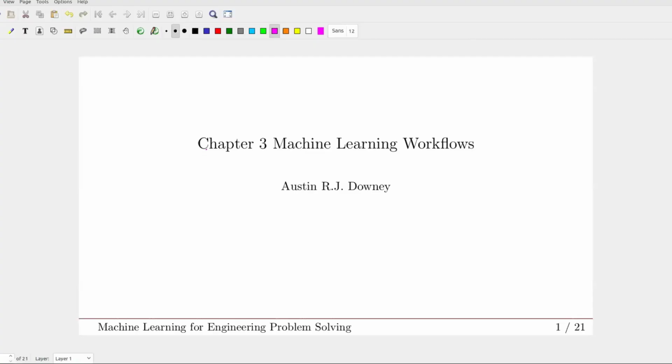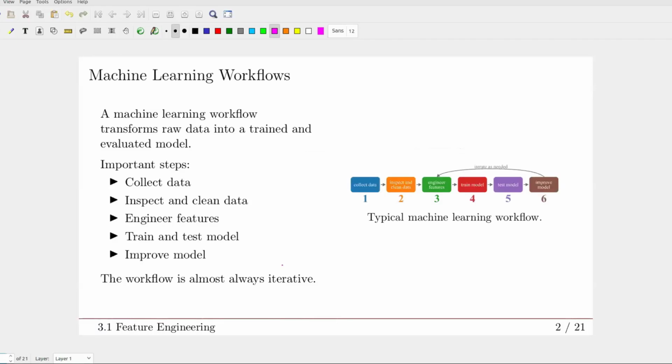Chapter 3 is machine learning workflows. And the goal here is simply to lay out some classic machine learning workflows for you as you do your projects. This is going to be a classical machine learning approach. So this is very different from a deep learning approach where you might feed raw data into a neural network. In a classical machine learning approach, you're always going to have to develop features.